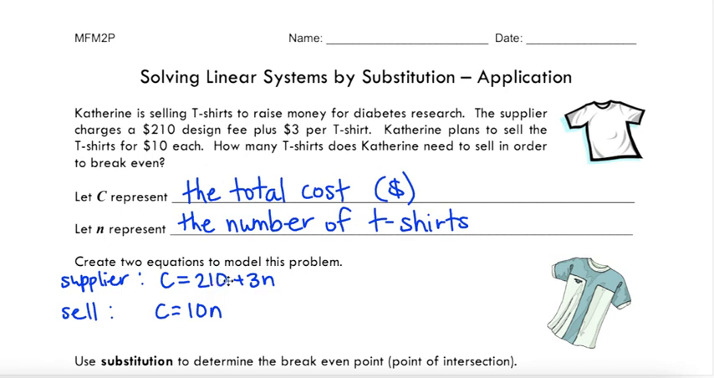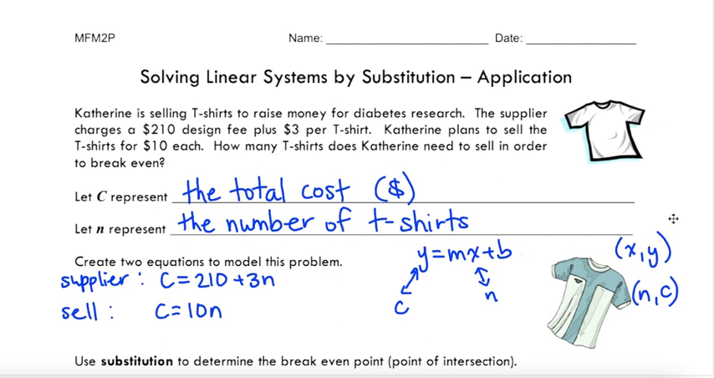Now, normally when we looked at equations of lines, we used the formula y equals mx plus b. Because we're using an equation that involves C and N, our C would be like our y, and our N would be like our x. So when we're writing our coordinate, our point of intersection, instead of writing (x, y), we're going to write it as (n, c), because our n is like our x and our c is like our y. Keep that in mind.